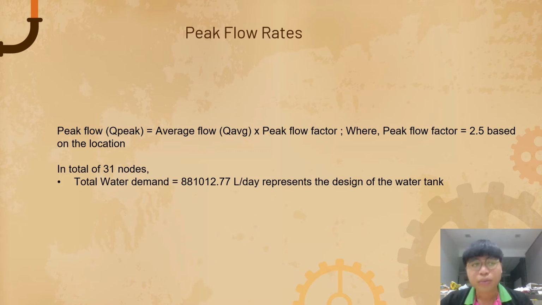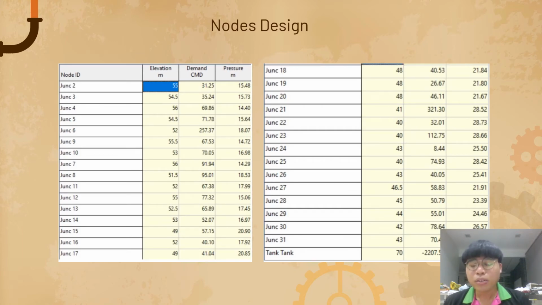Next, by using the EPANET software, we need to know the node design. We have a total of 31 nodes there, so we can simulate it and we can get the elevation, demand, and pressure. We need to get the adequate one so we are able to design it properly.